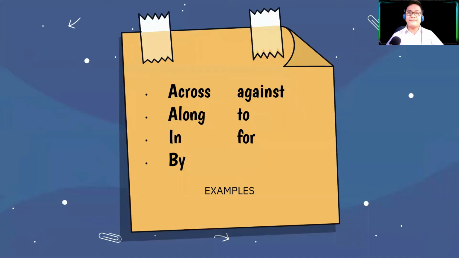I'm giving you examples. We have here across, along, by, against, to, and for. Nakikita ninyo na 7 lang ang nakasulat, pero we have more than 60 prepositions in English. At nakalagay na sa ating description box ang link para makita ninyo yung list of prepositions in English. Okay? So let's continue.